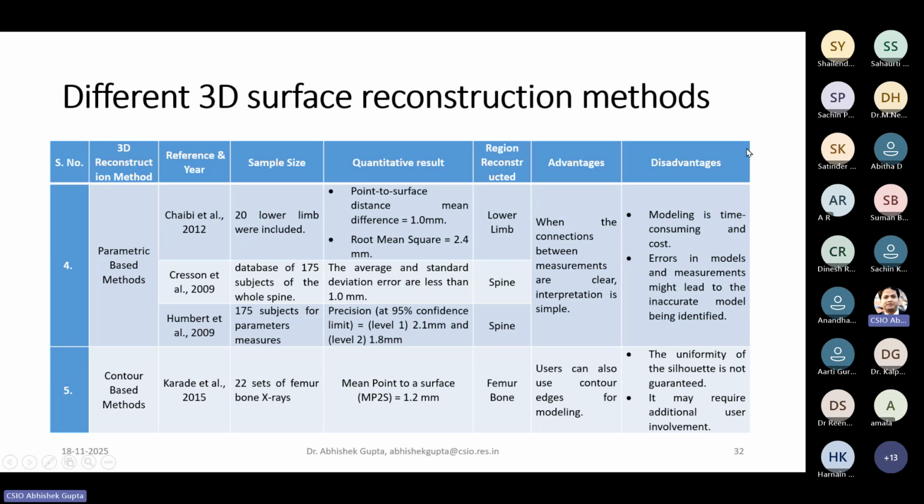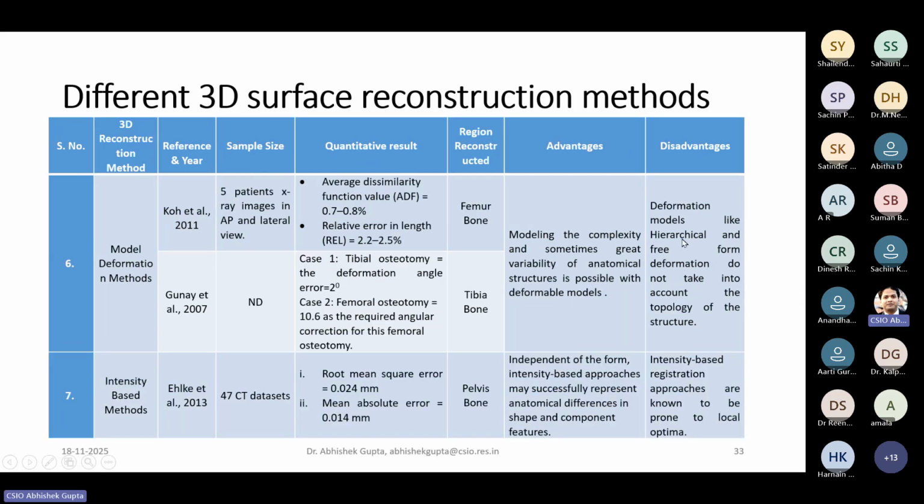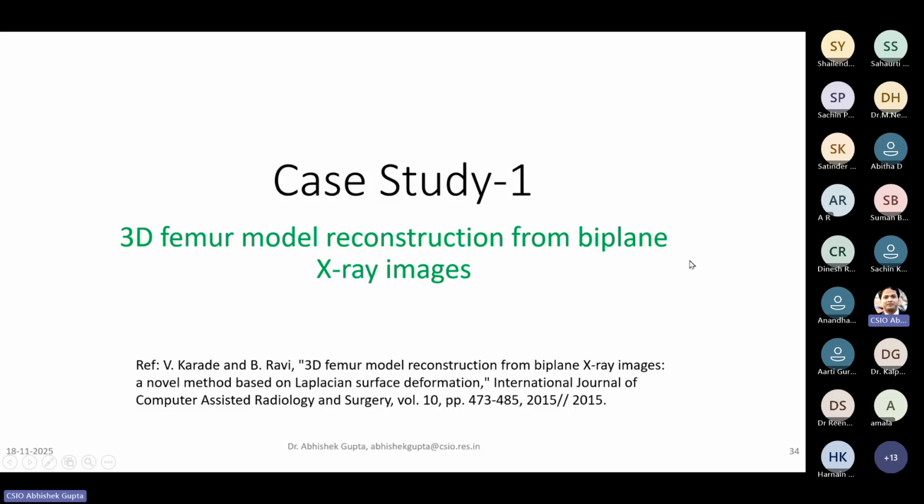And the other methods, like parametric-based and contour-based methods, are also used in the literature. Deformation-based and intensity-based models were also used. Okay, so now we come to the case study. The first case study is the 3D femur model reconstruction from biplane X-ray images.